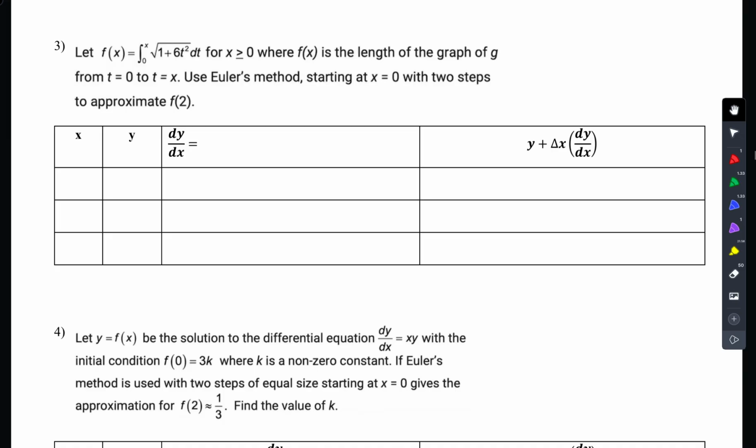Okay, so there's F. Now I got an integral. That's what I want. Okay, f of x is the length of the graph of g from 0 to x. Use Euler's method starting at 0 with 2 steps to approximate f of 2.